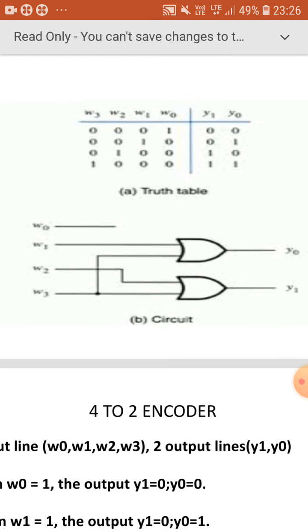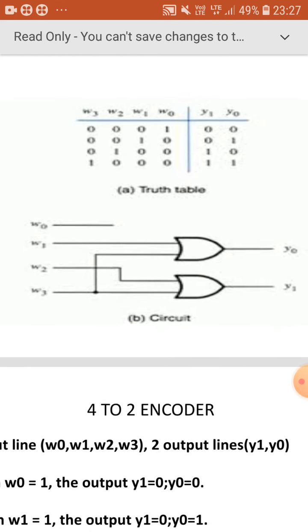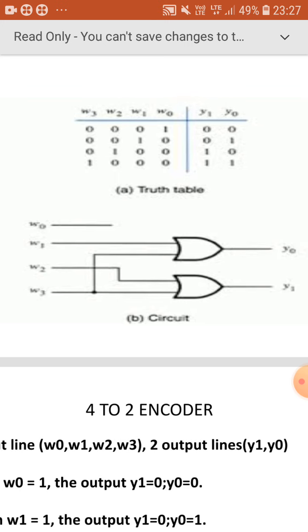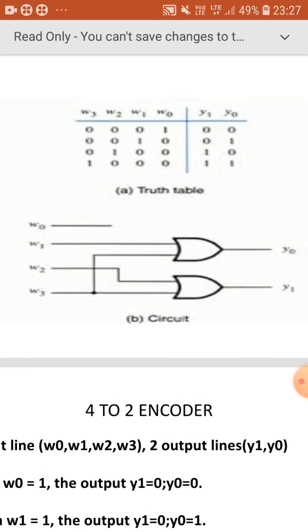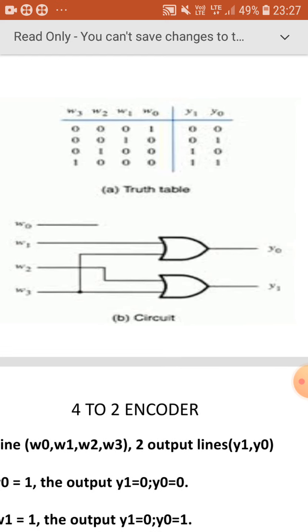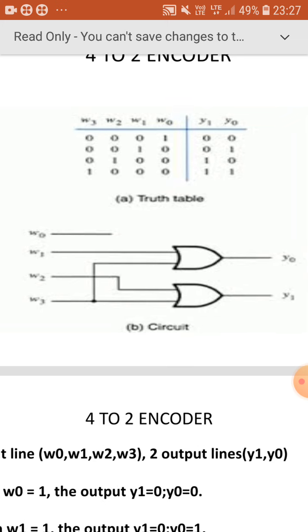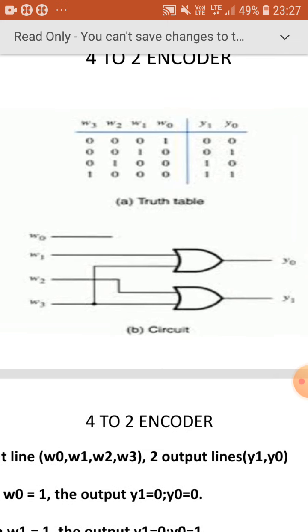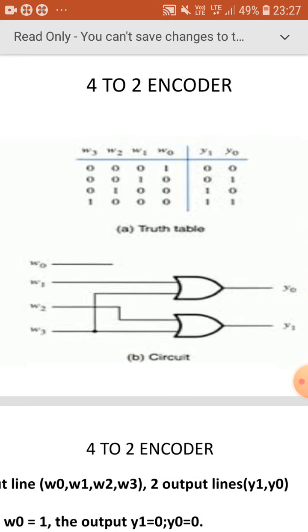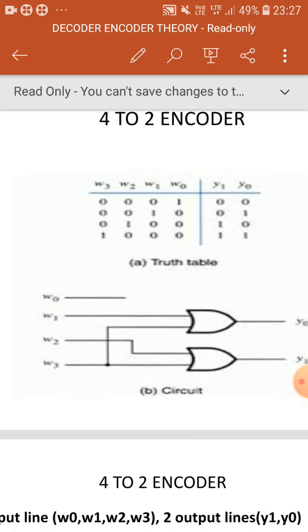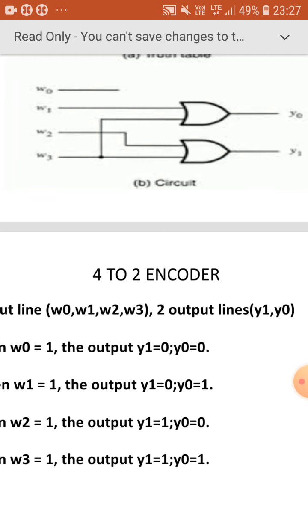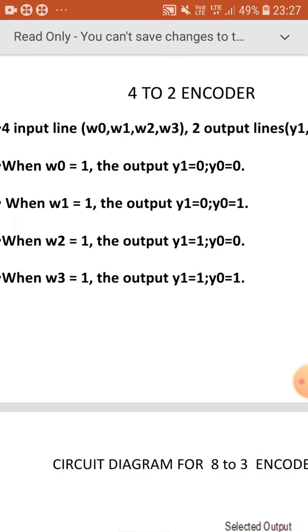Y1 is equal to... W3 is connected to the first OR gate and the second OR gate both. Okay. So Y0 is 1, Y1 is also 1. So if we apply W3 is equal to 1, we will get Y1 is equal to 1, Y0 is equal to 1. Okay. This is the working of the 4 to 2 encoder.